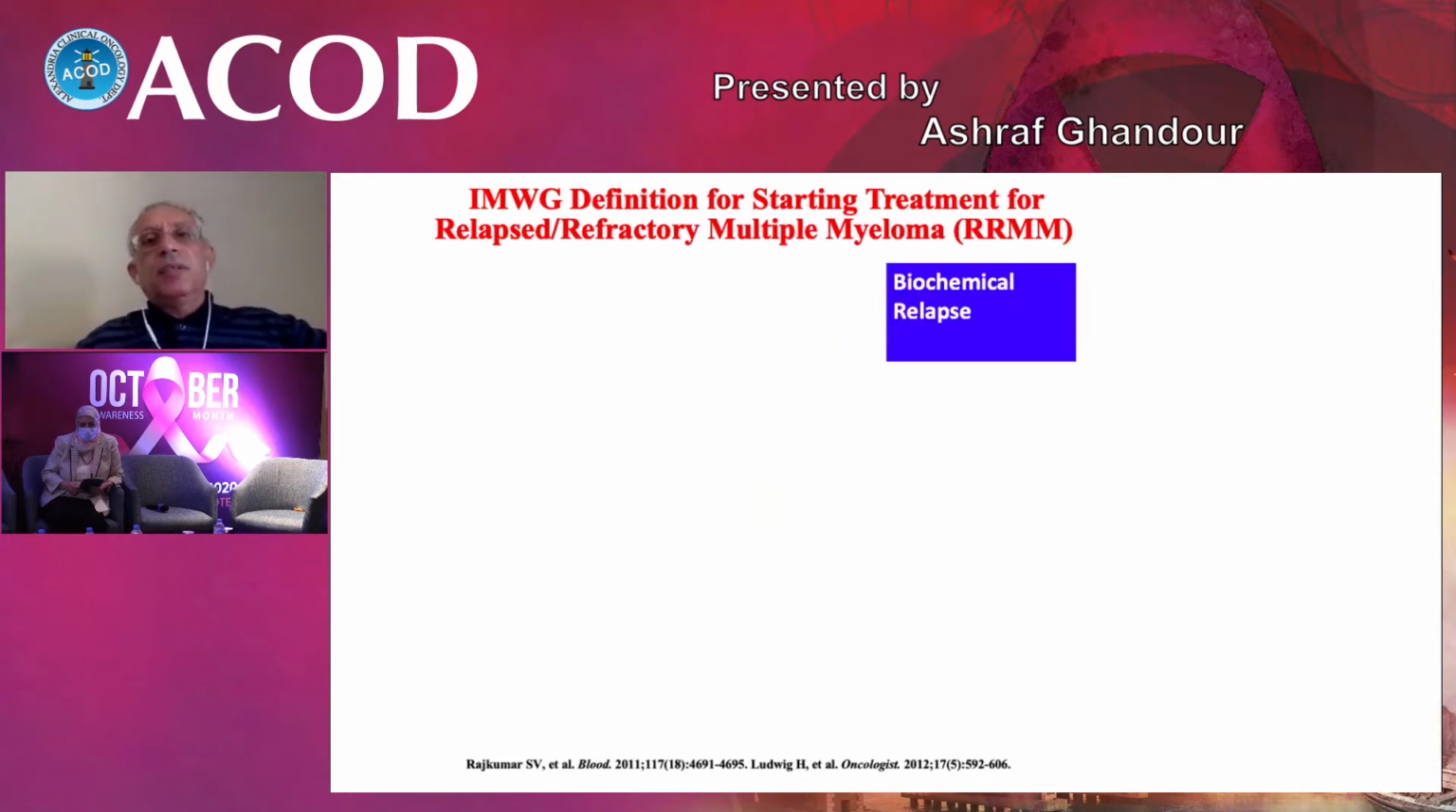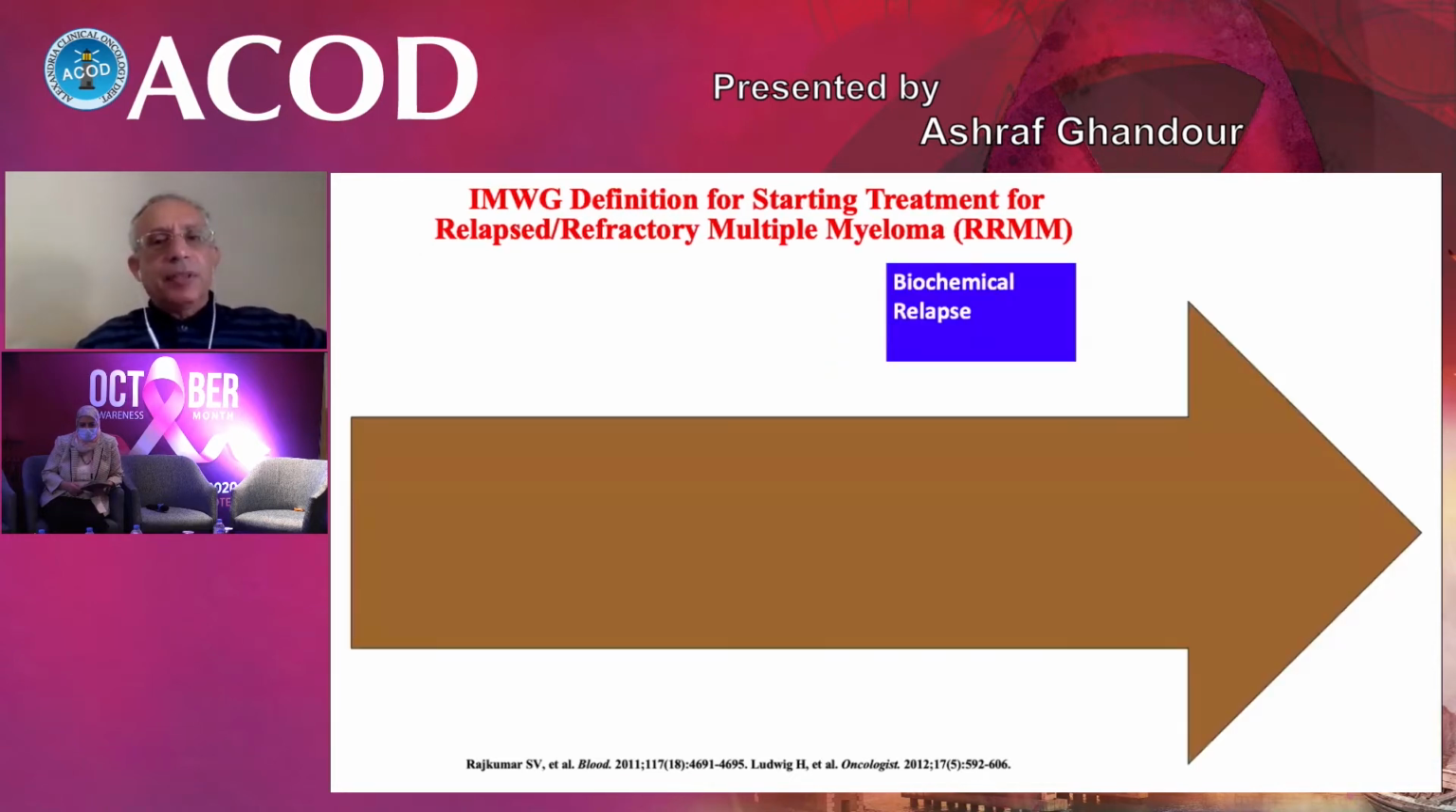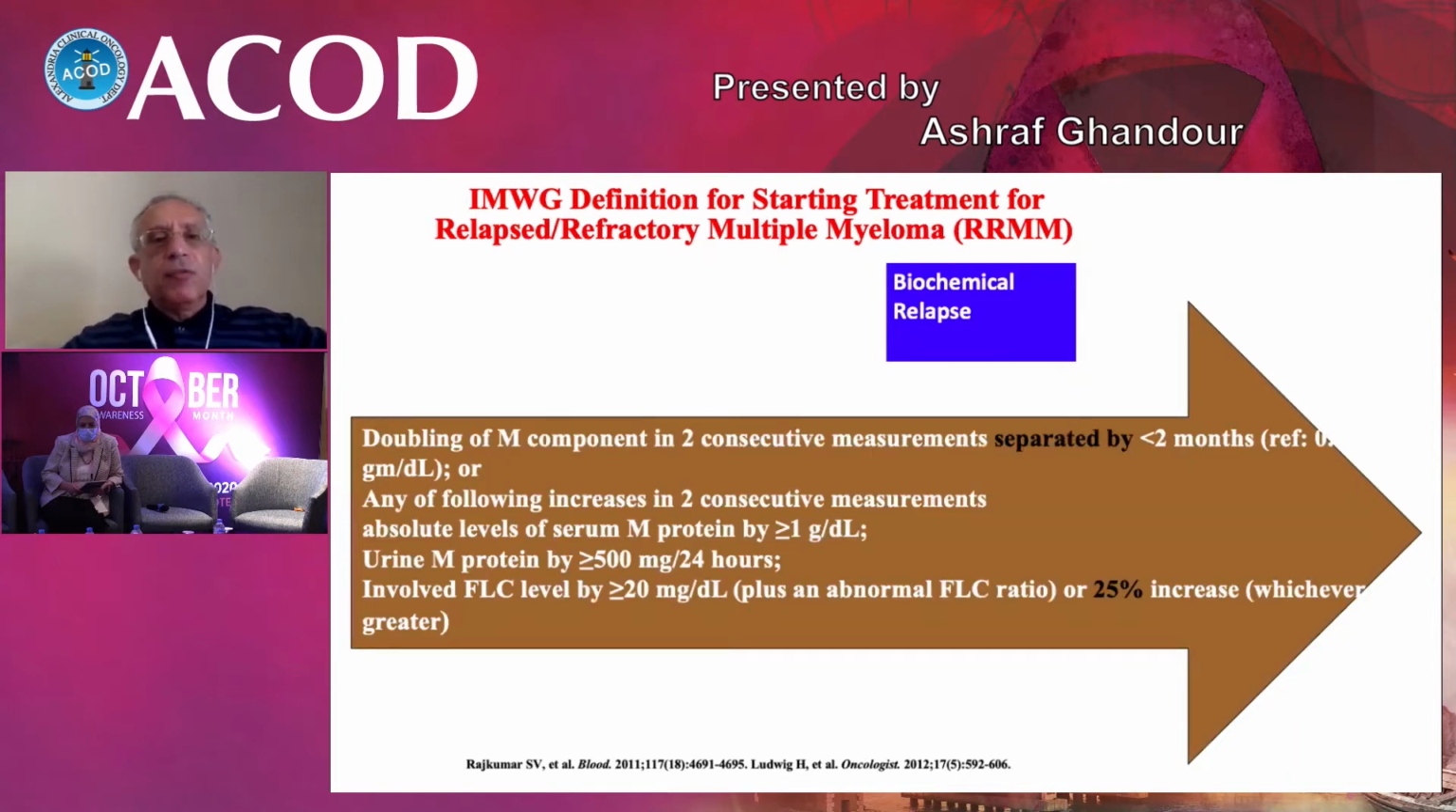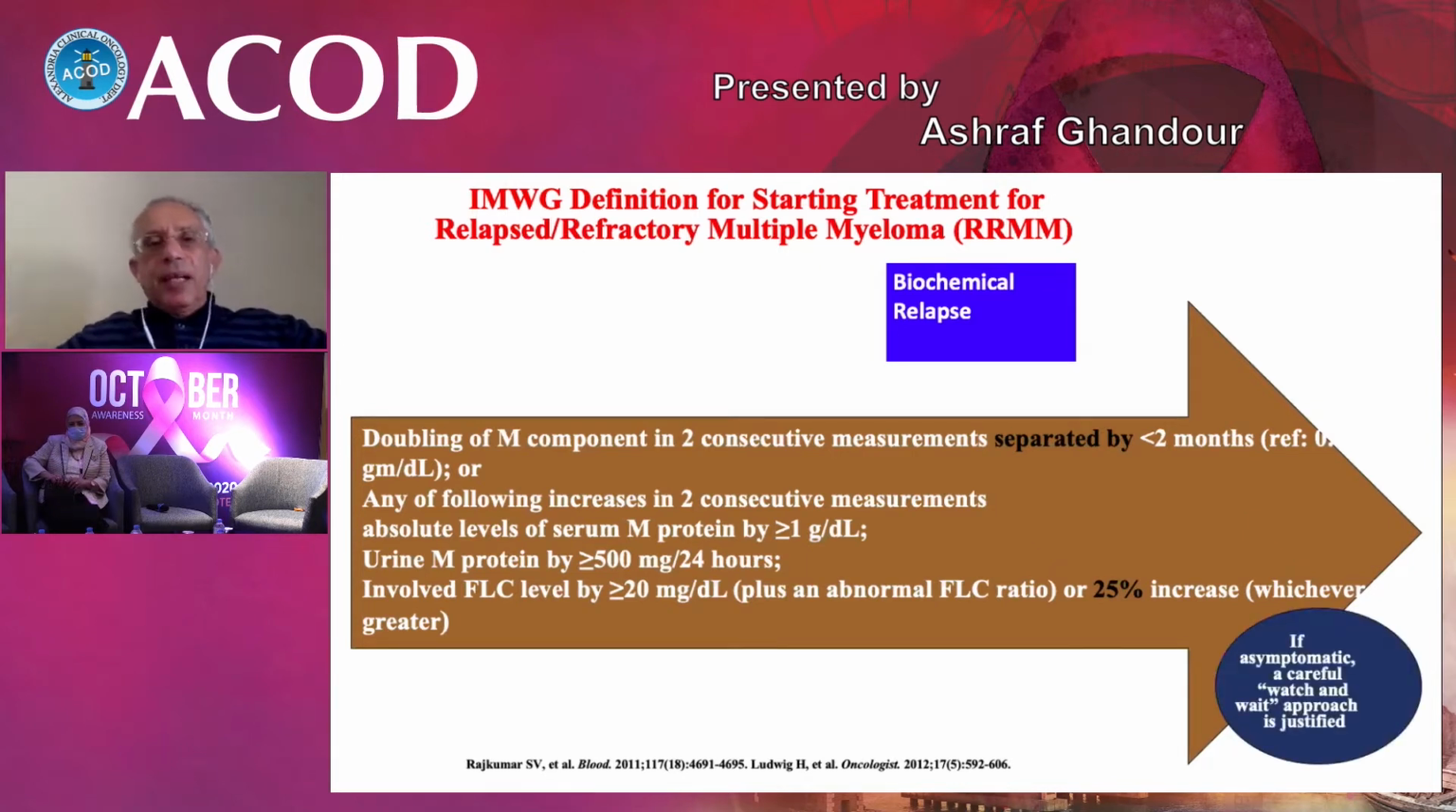While what about biochemical relapse? It's totally different here. It's doubling of M band in 2 consecutive measurements within less than 2 months. Any of the following increases in 2 consecutive measurements: serum M band more than 1 gram, urine M protein, involved free light chain more than 20 milligram per deciliter, or more than 25% increase. This is what's called biochemical relapse. In such cases, in biochemical relapse, if asymptomatic, we don't treat, we just follow up.